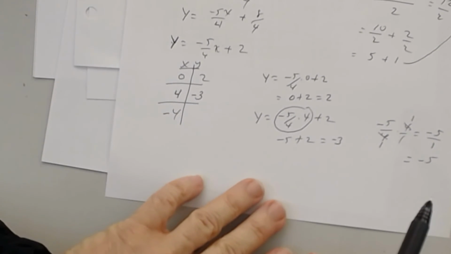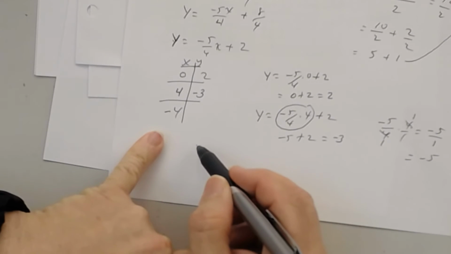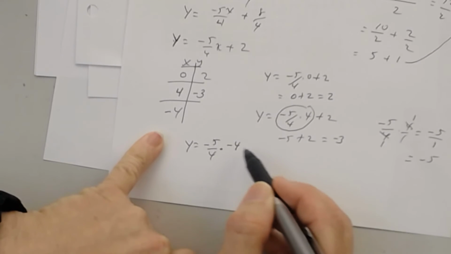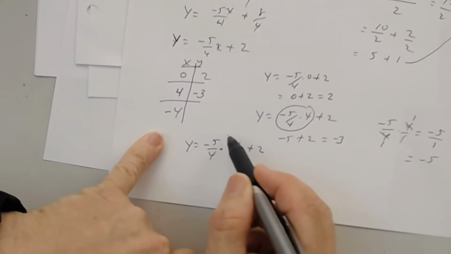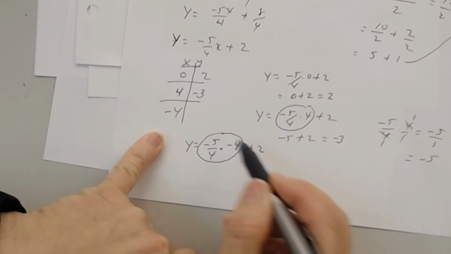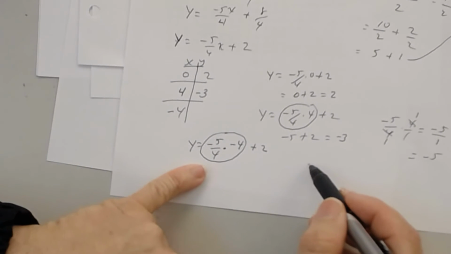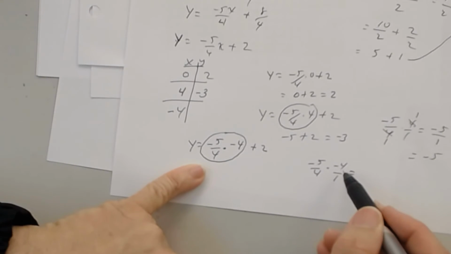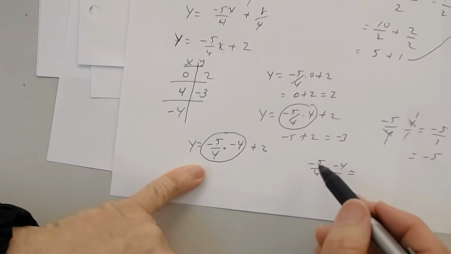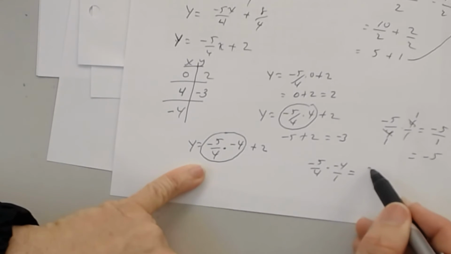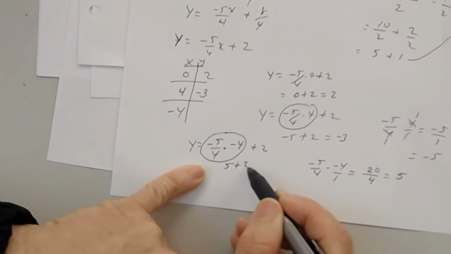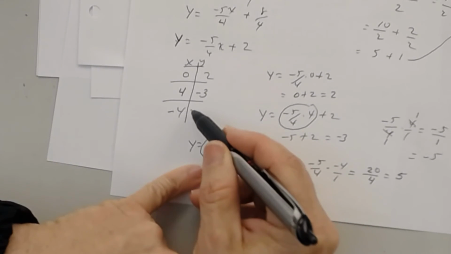All right, and then one more. If x is negative 4, I get y equals negative 5/4 times negative 4 plus 2. Remember, a negative times a negative is a positive. So we have negative 5/4 times negative 4 over 1. If you need to multiply first, that's fine. What's negative 5 times a negative 4? Positive 20. What's 4 times 1? And what's 20 divided by 4? 5. But that's 5 plus 2, which is 7.